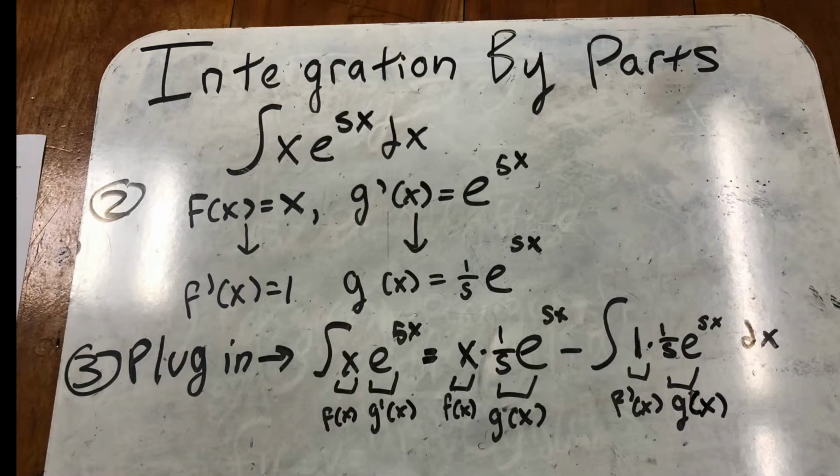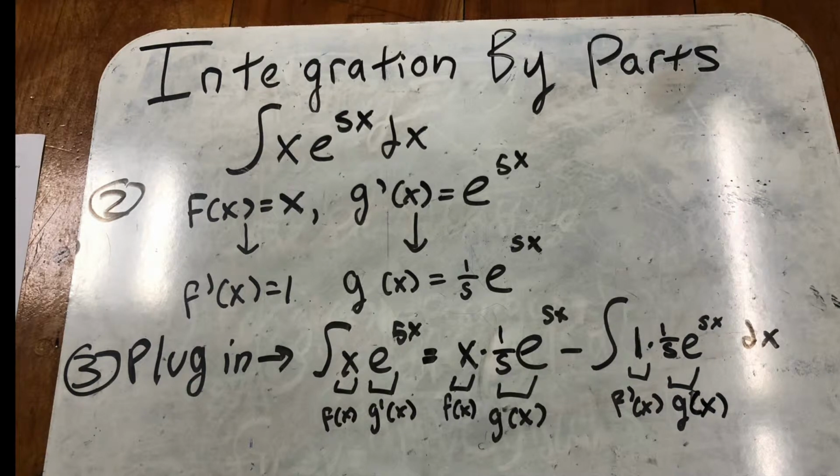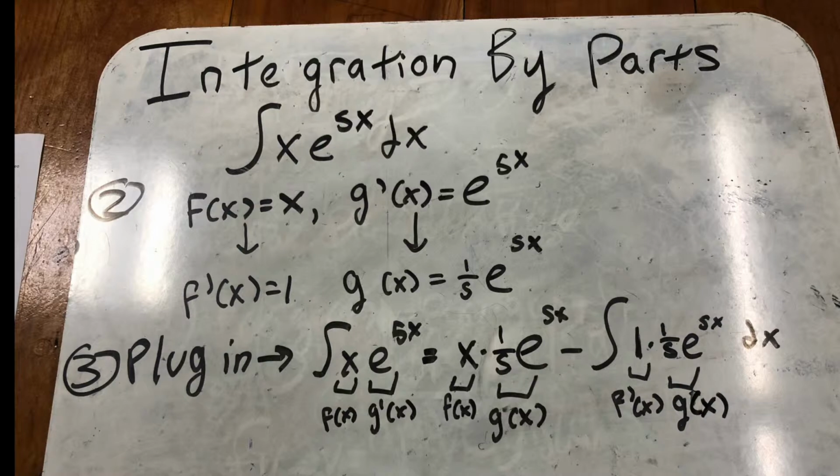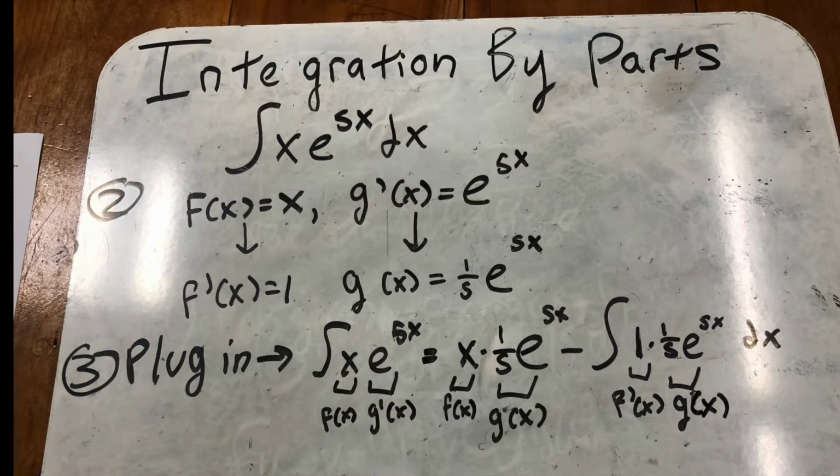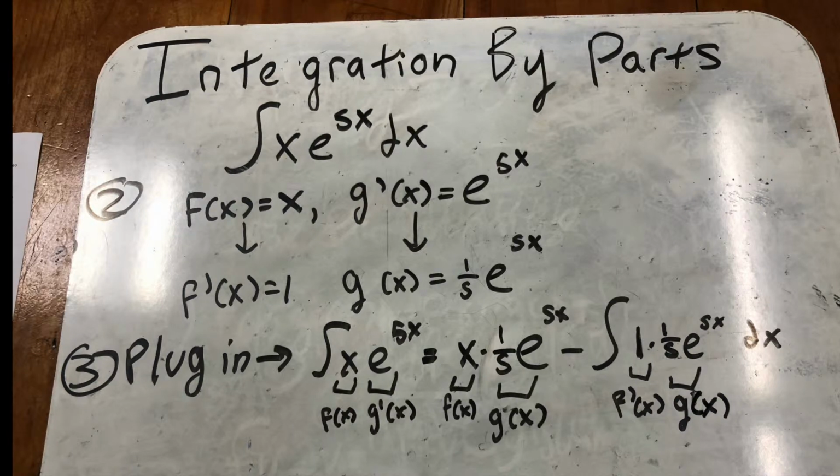So the second step is to find the f of x and the g prime of x in the equation. And f of x for this equation is x, and the g prime of x is e to the 5x. And from there, you can use it to find the f prime of x and g of x. F prime of x is 1, and g of x is 1/5 times e to the 5x.